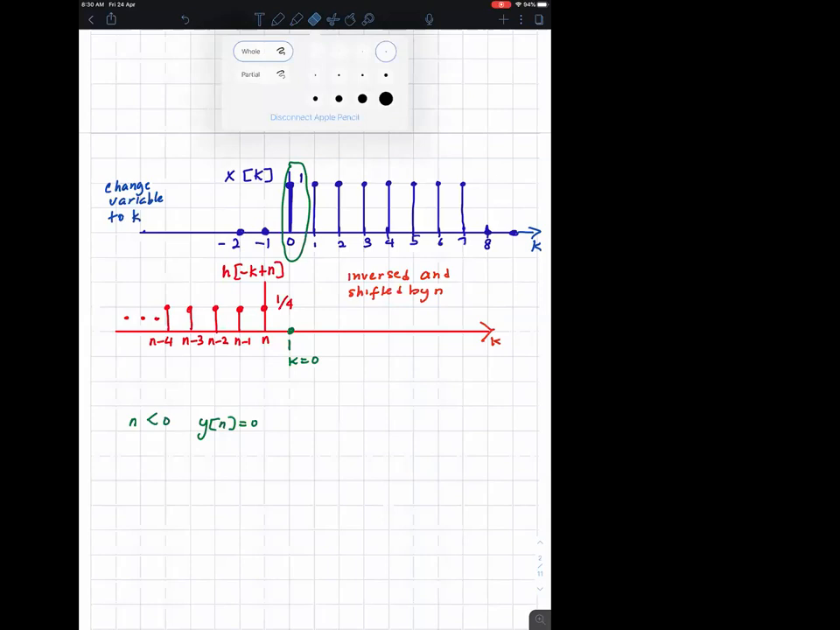So this is the same as when k is less than 0. K is less than 0, the output is 0 because there's no signal. There's no signal here, zero signal. 0 times 1 is going to be 0. Do you guys see that clearly? Yes, sir.